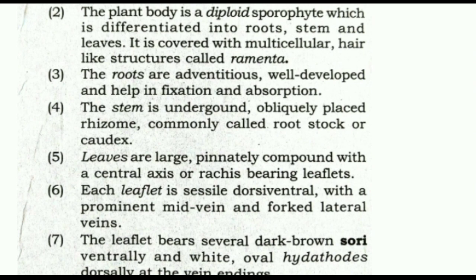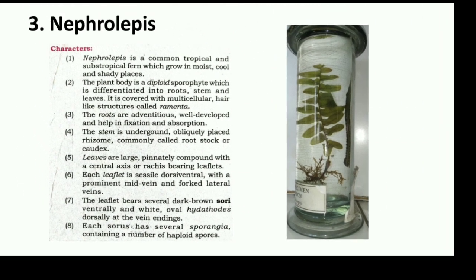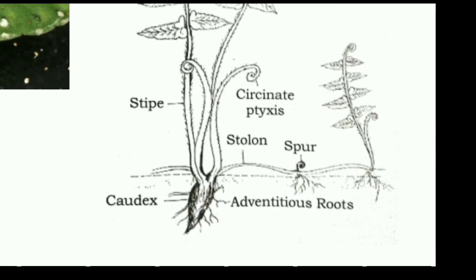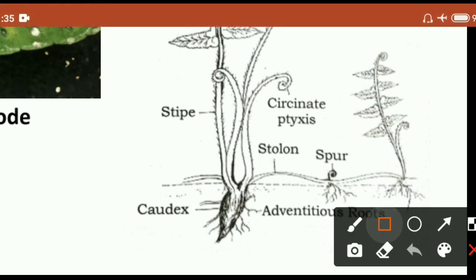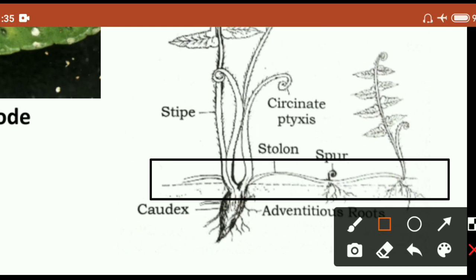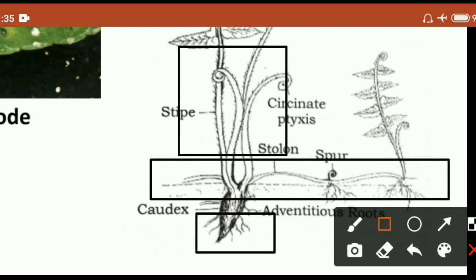Now, what do I mean by this? Here you can see that the stem is horizontal, so it runs along the ground. It is under the ground and it runs horizontally, and at every frequent interval you will see there's a shoot on the upper side and there's a root on the lower side. Such a horizontal stem is called a rhizome.